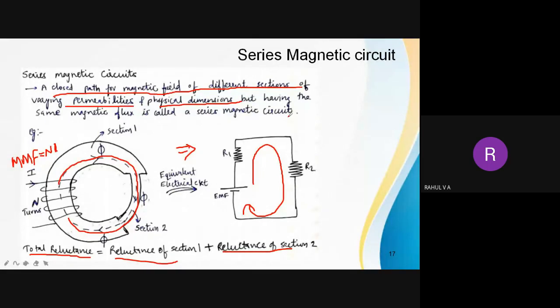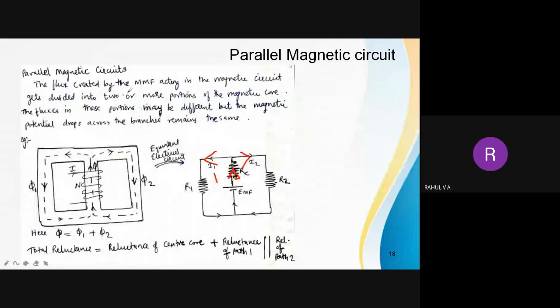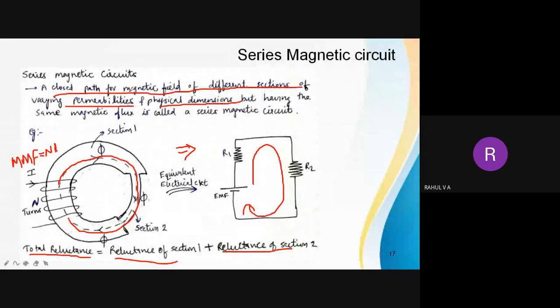Yes. So it is okay. Series magnetic circuit is similar to series electrical circuit. Parallel magnetic circuit is similar to parallel electrical circuit. Okay, and what is the similarity? What is the difference? We know that in a series electrical circuit, the current through all these resistors or components is the same. Similar to that, in a series magnetic circuit, the flux through all these sections is the same.